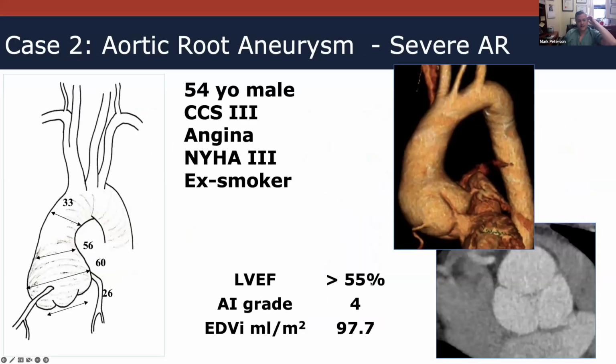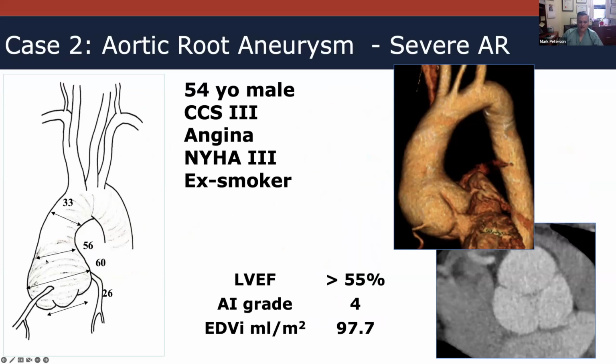So here's another case. Here's a patient with an aortic root aneurysm. The patient had angina as well as class 3 NYHA dyspnea, ex-smoker, good LV function, 4+ AI, ventricle kind of borderline dilated. And you can see on CT, the annulus measures 26, so upper limit of normal, 60 millimeter root.